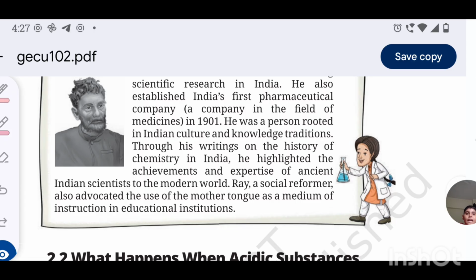Ray, a social reformer, also advocated the use of mother tongue as a medium of instruction in educational institutions.